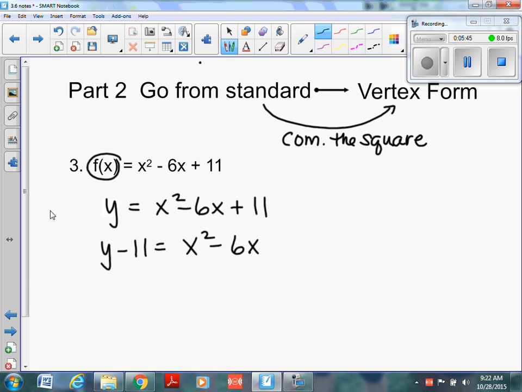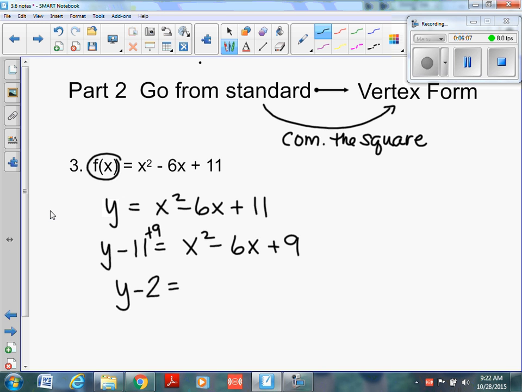So far so good. Subtracted 11 from both sides. I'm going to complete the square on the right hand side. I take half of negative 6, which is negative 3. I square that, which makes a positive 9. Whatever you do to that side, you have to remember to do to the other side. And you're going to get y minus 2 on this side equals.